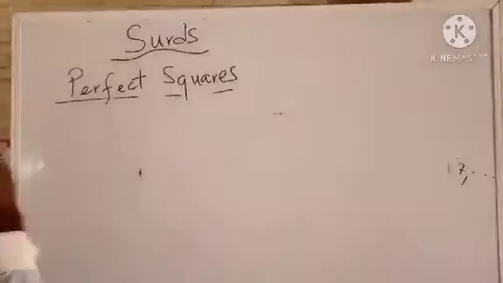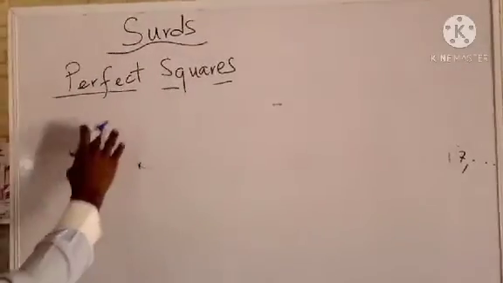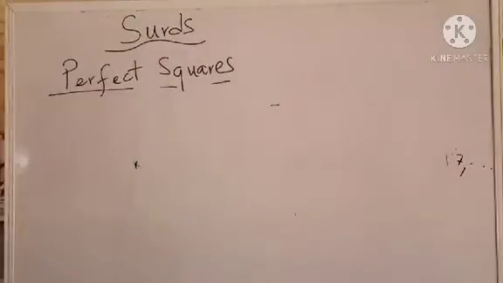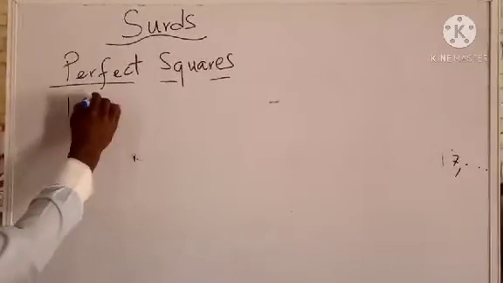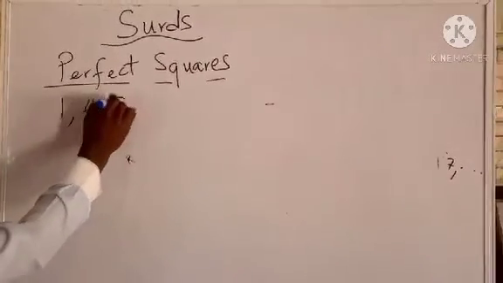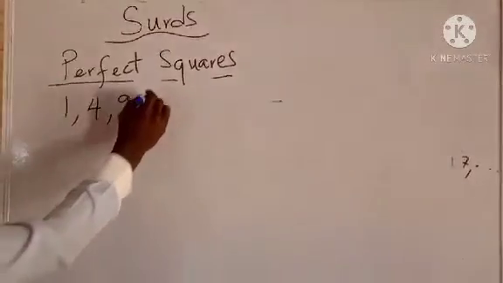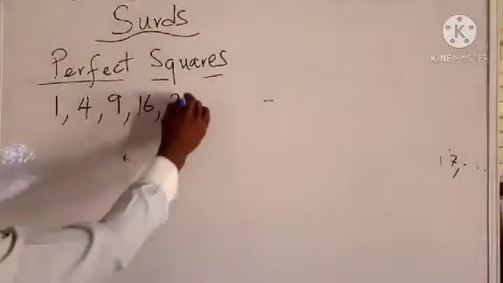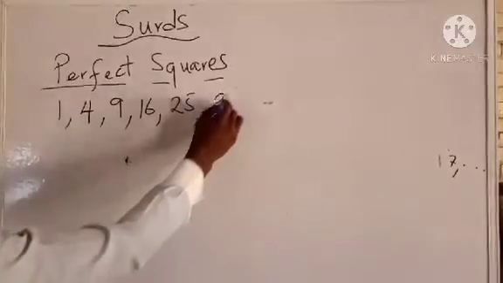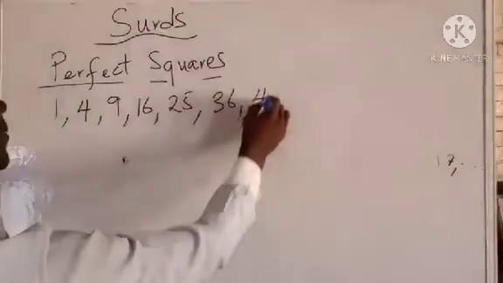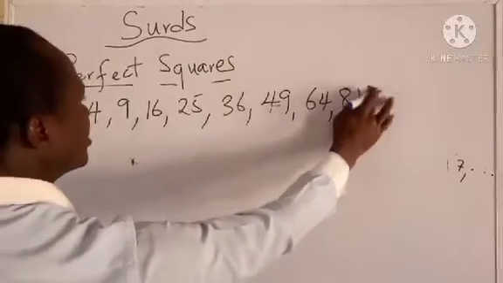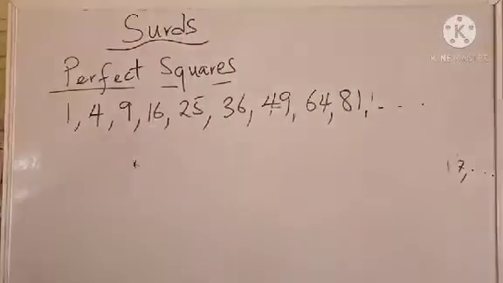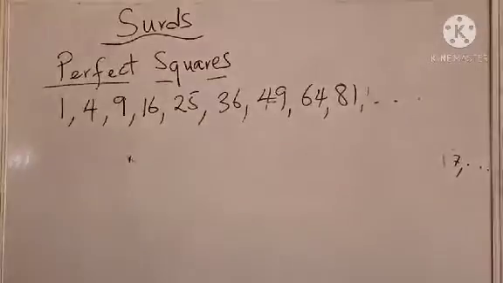Perfect squares are numbers whose square root gives a whole number. So the first is 1. How? 1 times 1. The next is 4, 2 times 2. The next is 9, 3 times 3. 16, 4 times 4. 25, 5 times 5. 36, 6 times 6. 49. 64. 81. And so on. So these are perfect squares.